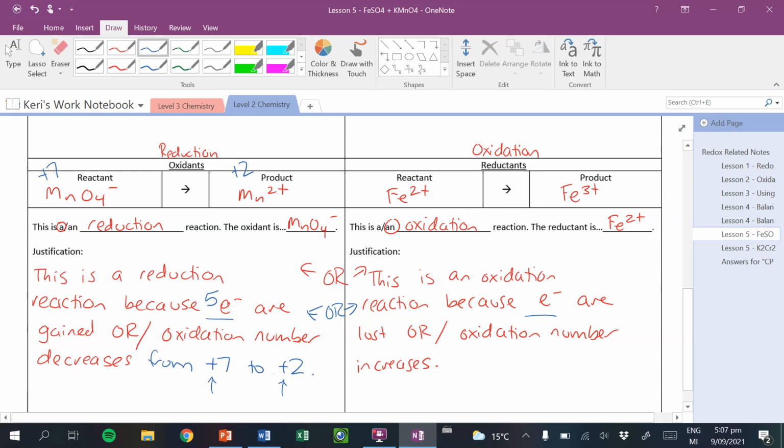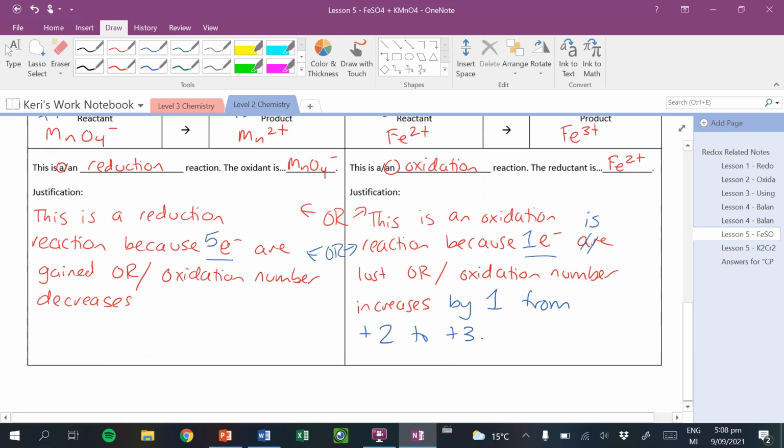Cool. In this case, I have my oxidation numbers. This one's really easy because it's just the charge of the ions. You're going from +2 to +3. You're losing 1 electron. And we can change this to is loss. The oxidation number increases, and let's add some more detail, from +2 to +3. Actually, let's add a little more. Increases by 1 from +2 to +3. So we're just going to make sure we're really, really clear that we know what's going on in our reactions.